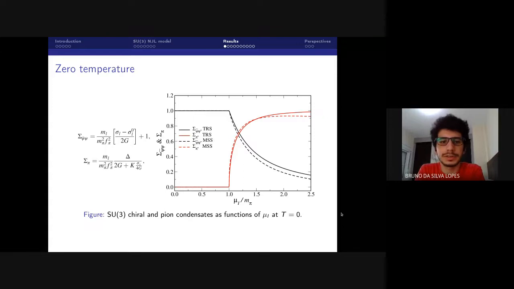The first result at zero temperature: we compare the chiral and pion condensates as functions of the isospin chemical potential. Here we can see the onset for pion condensation is when mu I is equal to m pi. At this chemical potential, the chiral condensate starts to decrease and the pion condensate is formed. Also, for higher values of mu I, the MSS and TRS schemes begin to show a bigger difference.